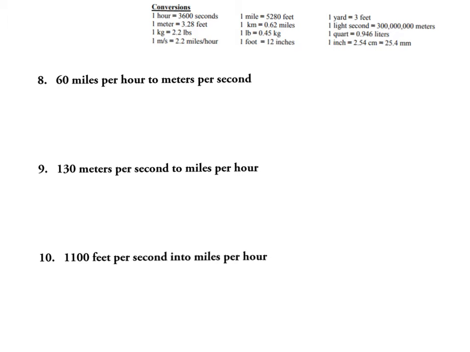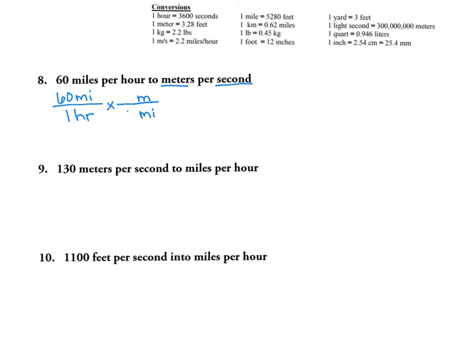So the first thing you do obviously is you write down the value that you're given, which in this case is velocity of 60 miles, I'm going to abbreviate that MI, per 1 hour. And I want to convert that to meters per second. So I'm going to do the top unit first. I'm going to convert those miles to meters. So the miles have to go on the bottom so that they cancel. That puts the meters on the top.